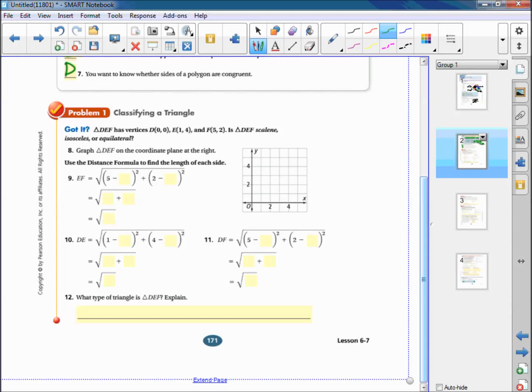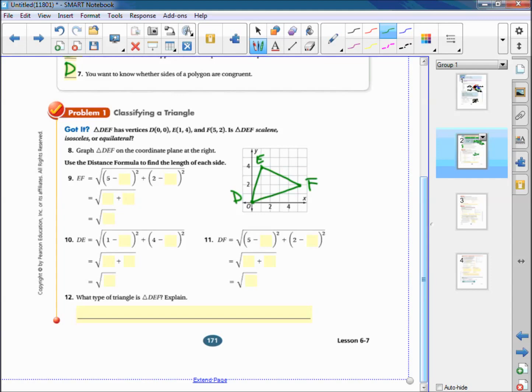So let's plot our points first. This is D at (0, 0). (1, 4) is E. (5, 2) is F. So if we connect them, it looks like this. And we want to know, what kind of triangle do we have?